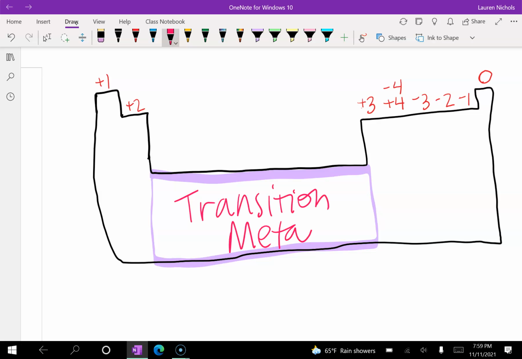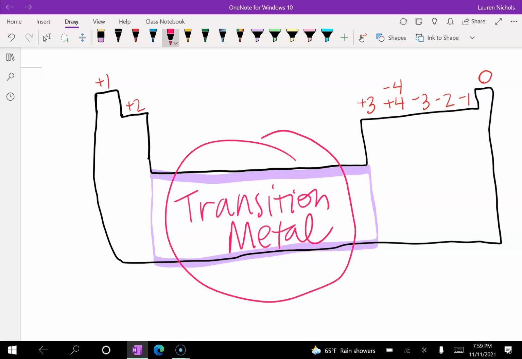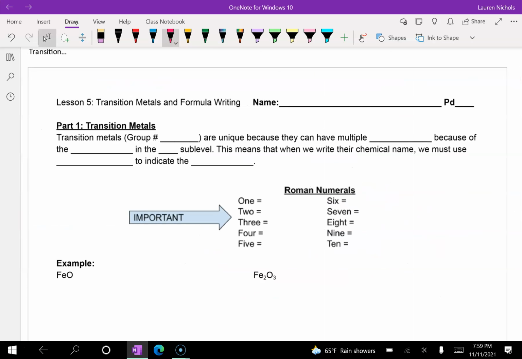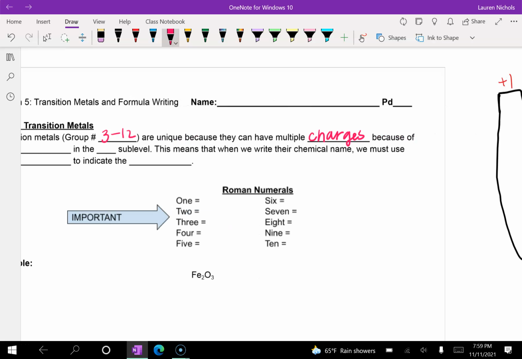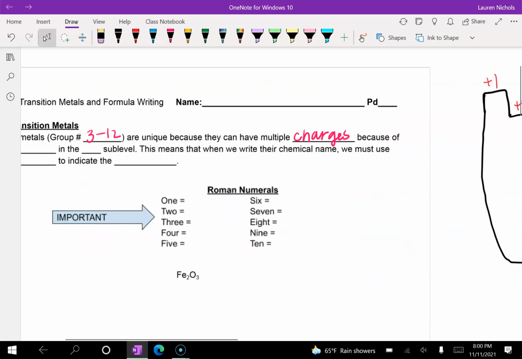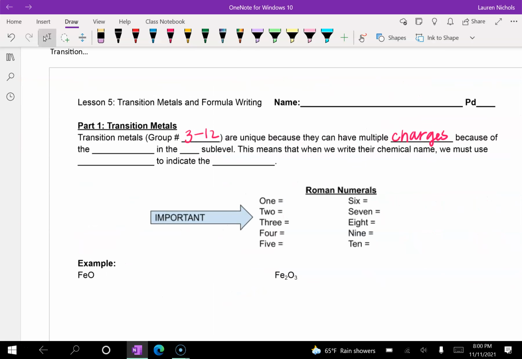And so if you are ever trying to write a name that has a transition metal, you're going to have to include something special in your name. So let's dive into it. Our transition metals, which are groups 3 through 12 on the periodic table, are unique because they can have multiple charges. We talked about how something like oxygen, since it's in column 16, will always be a negative 2 charge. That's just how it is. But your transition metals, they don't know how to make up their mind. They're sometimes positive 1, sometimes positive 3, sometimes positive 2.